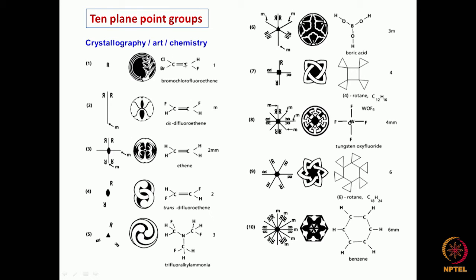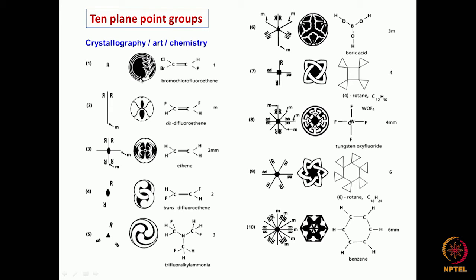Like if we take a one-fold symmetry, this is bromochlorofluoroethene. If you look at it, it has only a one-fold symmetry. Otherwise, by whatever operation we do, such as a two-fold rotation, it will not be brought back to its identical position. The same is true for this particular motif, also for R.